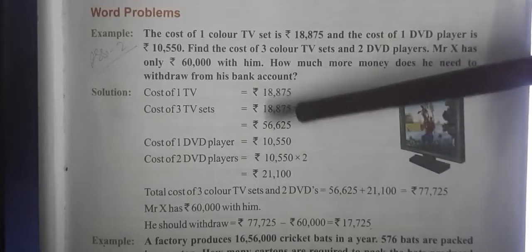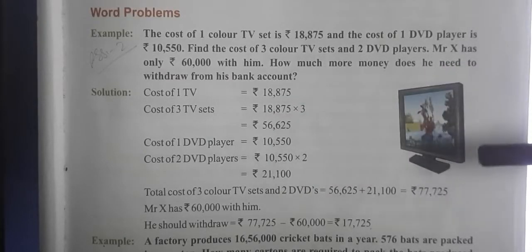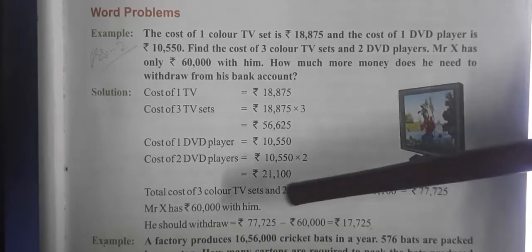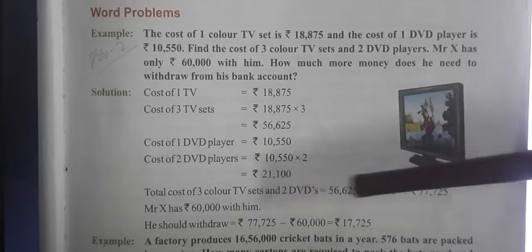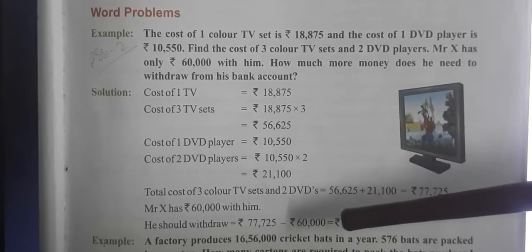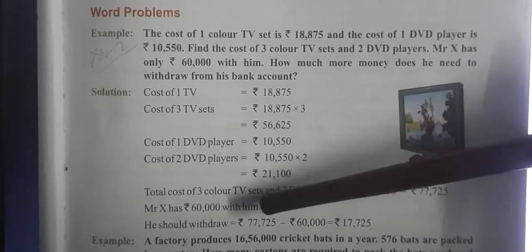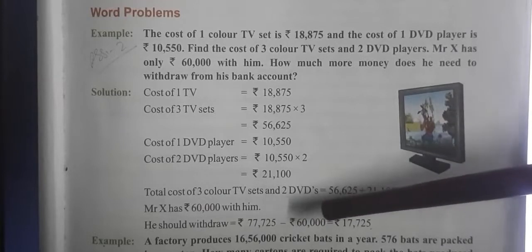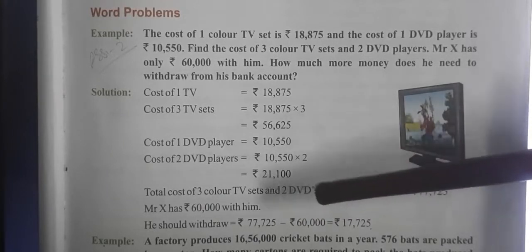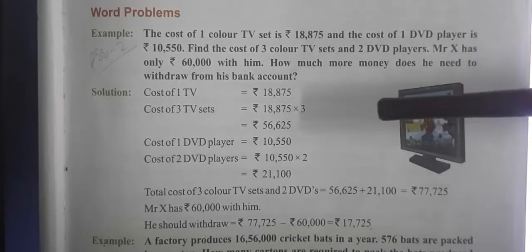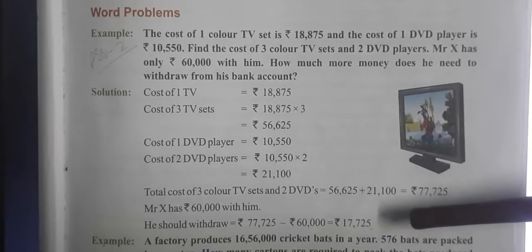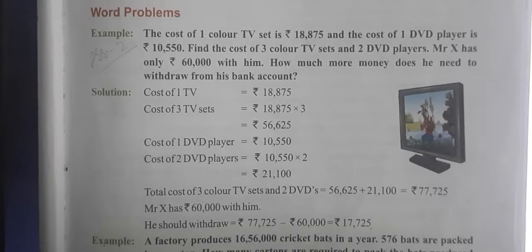Total cost, it means you are going to add these two. After adding you will get rupees 77,725. मिस्टर एक्स के पास कितना मनी है 60,000. तो कितना मनी उसको बैंक से और निकालना है. We will subtract. He should withdraw rupees 77,725 minus rupees 60,000. जितना मनी था उसके ऊपर उसको और अमाउंट भी चाहिए ताकि वो इन चीज़ों को परचेज कर सके. तो उसको मनी बैंक से जो निकालना दैट इज रुपीज 17,725. Understood this question?